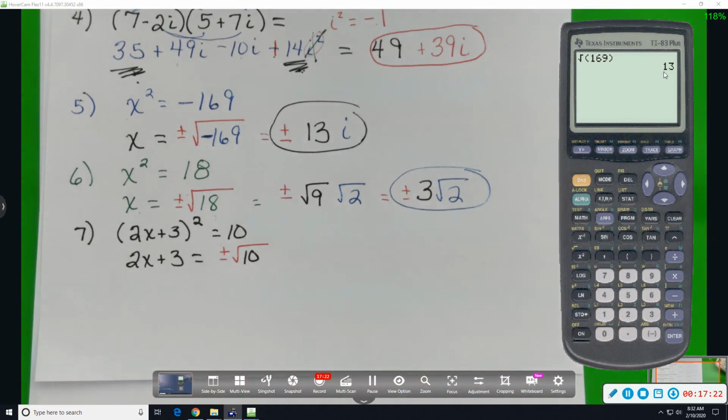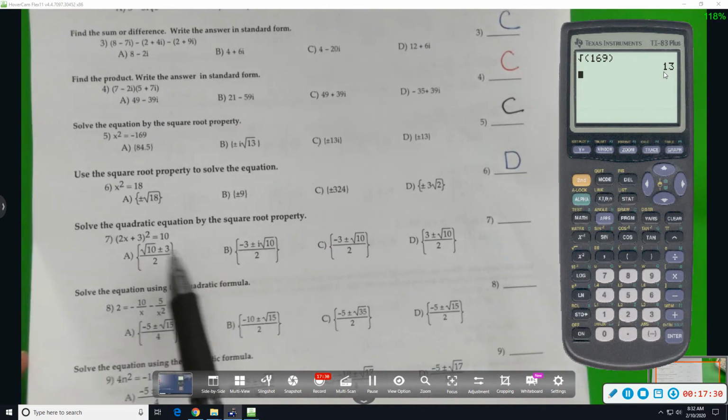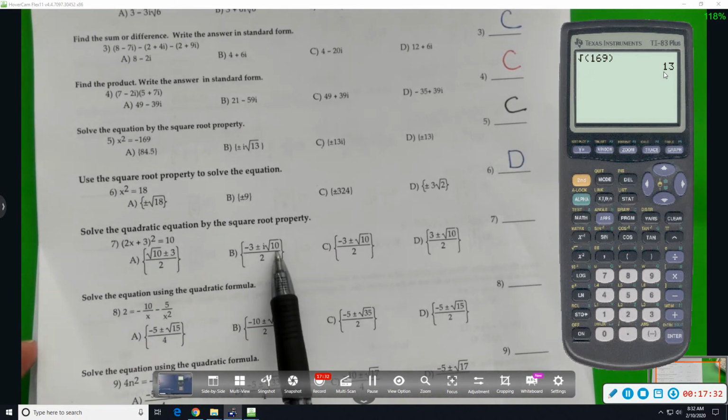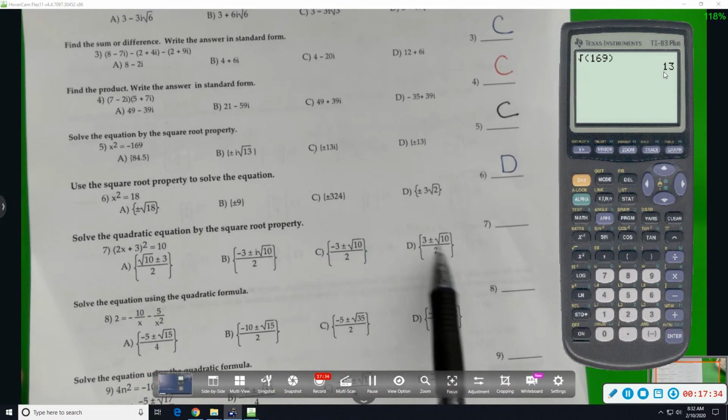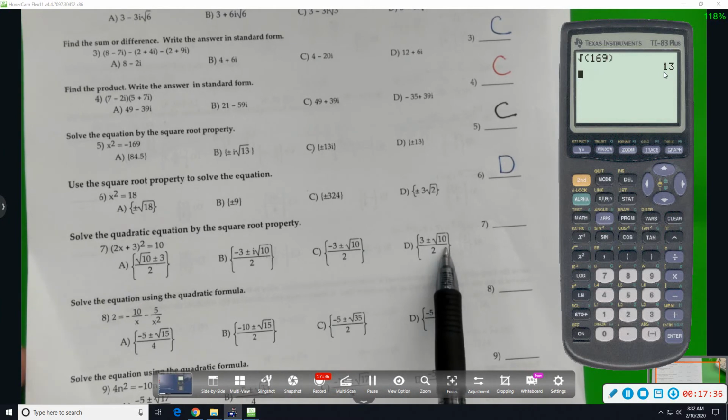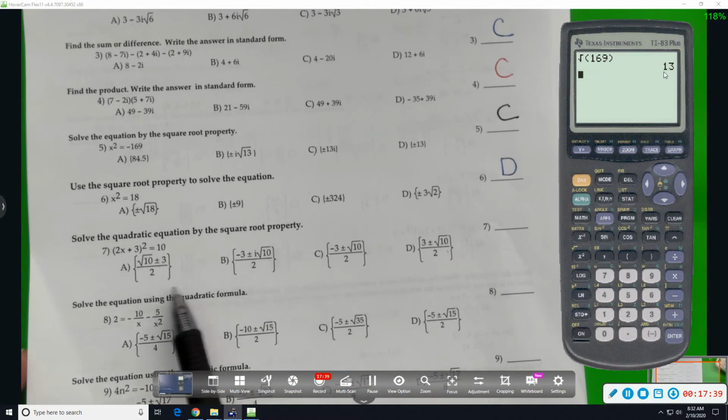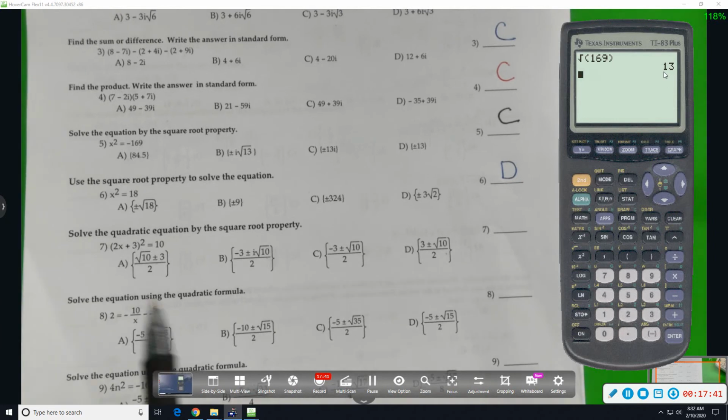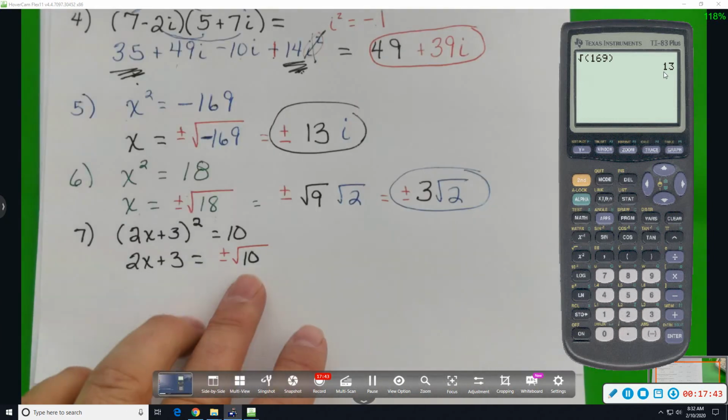Square root of 10 doesn't simplify. What are the only numbers that divide into it? 2 times 5, no perfect square. And you can sort of look, every one of the answer choices has a square root of 10 in it. So I wouldn't expect that we should get rid of that square root of 10 here.